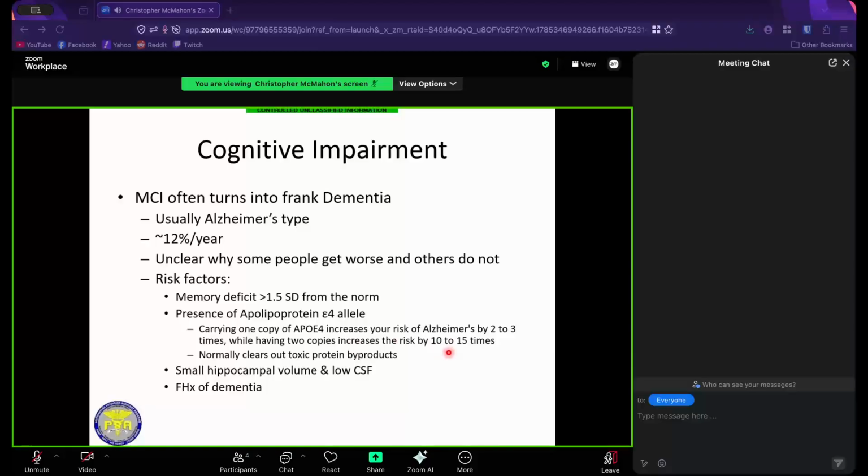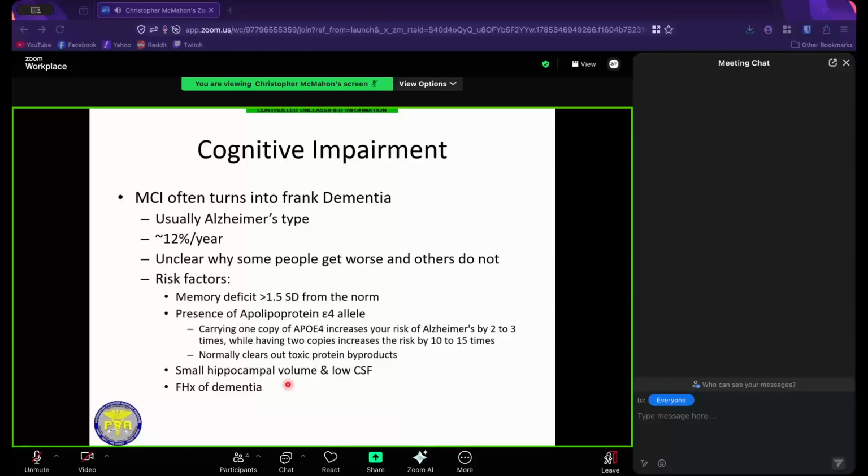We don't do a lot of genetic testing for this. It's not like some colon cancers, but typically if you have early onset dementia and a lot of family members, we start paying attention to it. There's a good chance APOE is involved in this. It's really just something that normally clears out toxic protein byproducts in the brain, and when those build up, we see the development of dementia symptoms.